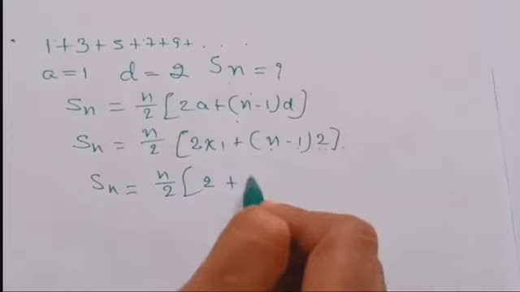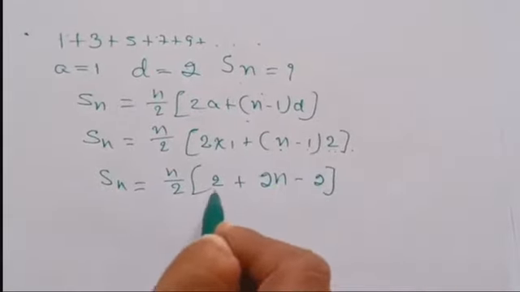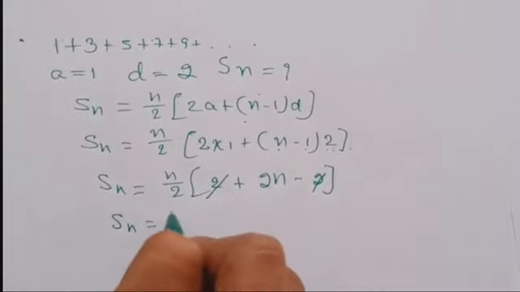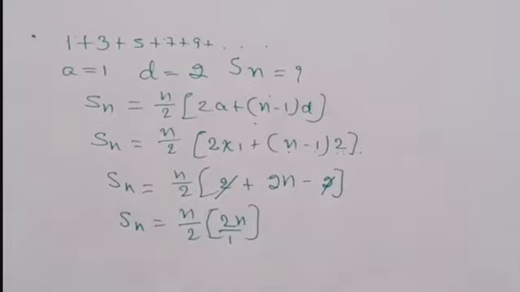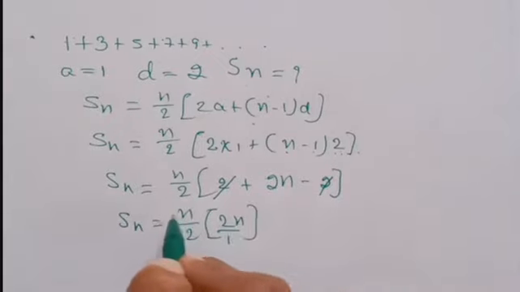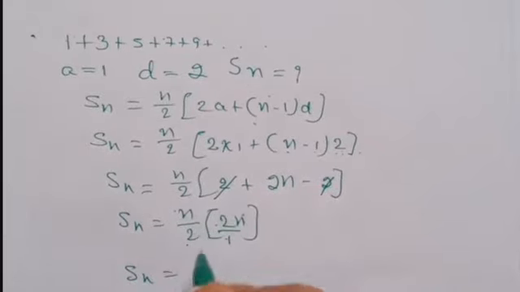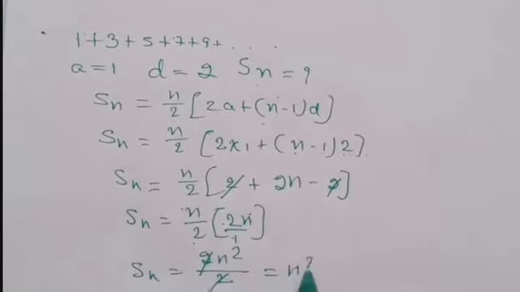So 2 times n is 2n, minus 2 ones are 2. Now here the plus 2 and minus 2 get cancelled. So therefore Sn equals n by 2 into 2n. Nothing is there in the denominator means 1 will be there in the denominator. So multiply numerator to numerator, denominator to denominator. Sn equals 2n into n, which is 2n square by 2. Now the 2s get cancelled. The answer will be n square.